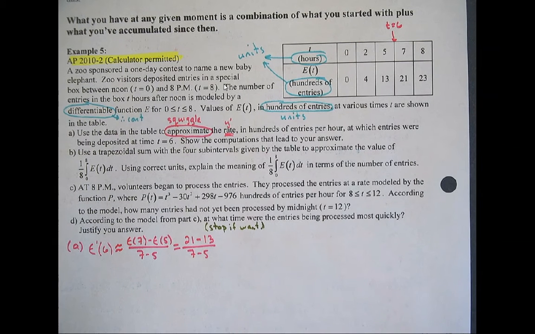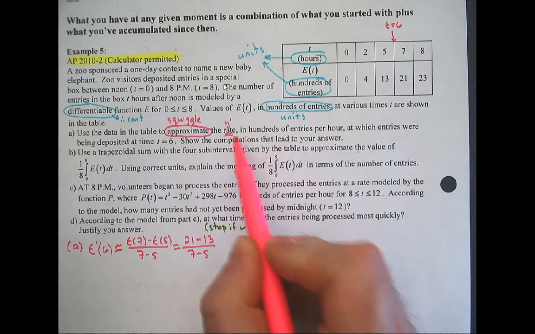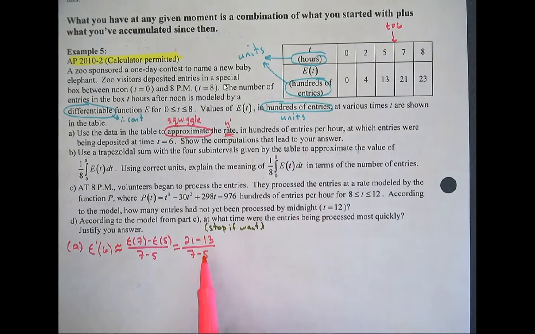Why is this still wrong, though? Why would I lose some points? I'm guessing this is a 2-pointer. What did I forget? I don't have any units. So this is the rate of change in hundreds of entries per hour. So I would say this, and then I would just write hundreds of entries.